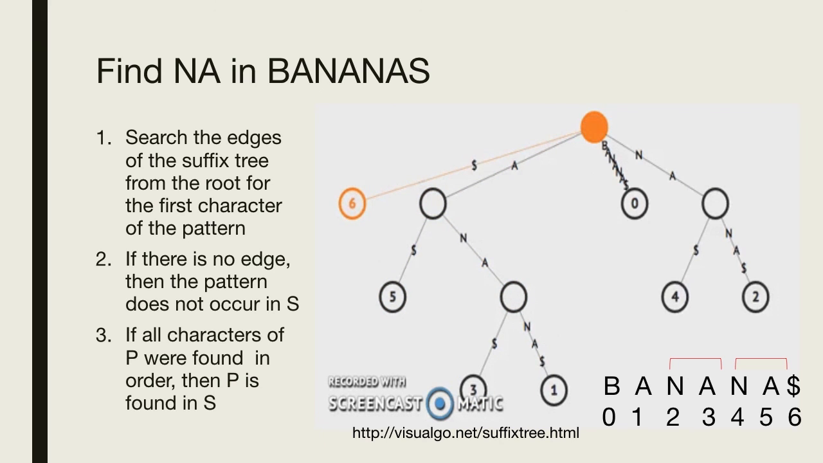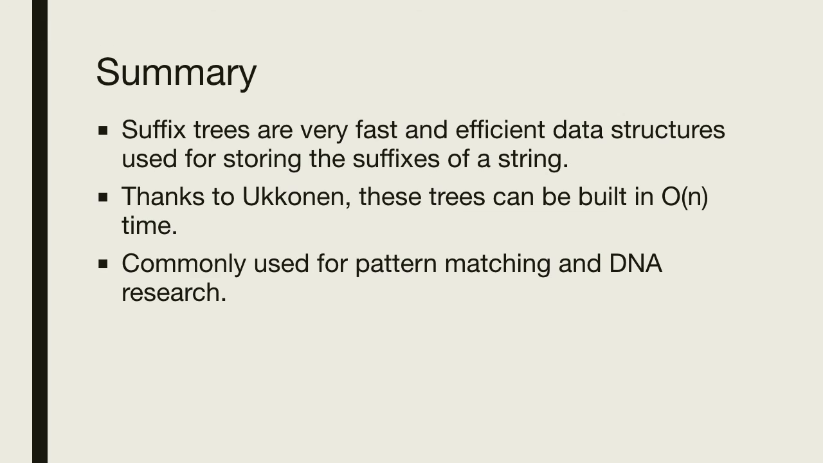One important thing to note is that in a suffix tree, the edges actually contain the data for the characters, and the nodes contain the data for where the position is in the string. In general, suffix trees are very fast and efficient data structures for storing the suffixes of a string. Suffix trees can be built and searched in linear time thanks to Ukkonen's algorithm. They are very good for doing pattern matching on strings and are commonly used in DNA research.